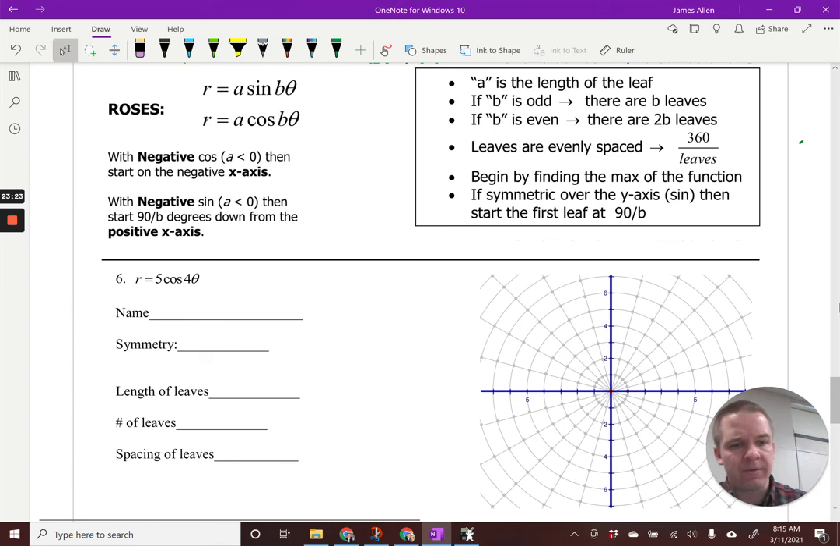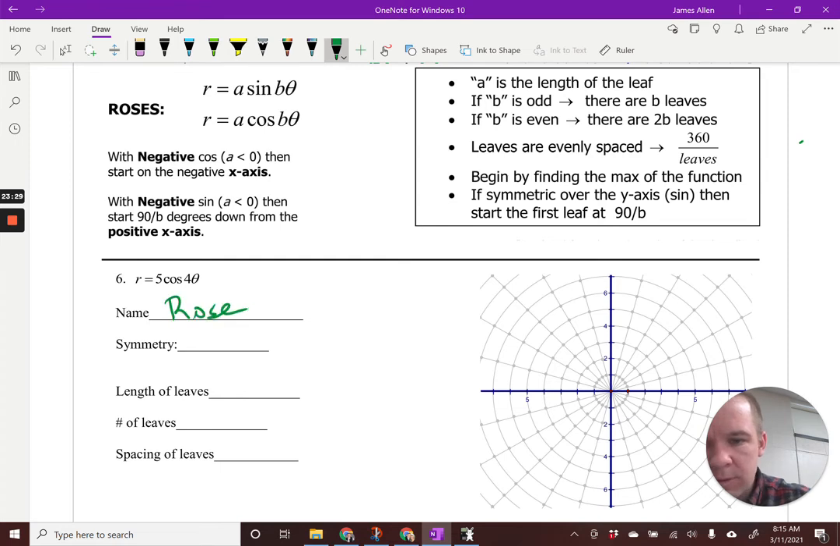All right, so I decided to go ahead and copy and paste some of the information from roses so it's easy for us to see all of it at once here. So we are dealing with a rose. Now our symmetry here, again, it's cosine, so this is going to be x-axis symmetry. Now my length of the leaves. Well, let's look at our notes here. A notates the length of the leaf. So that would be a length of 5.